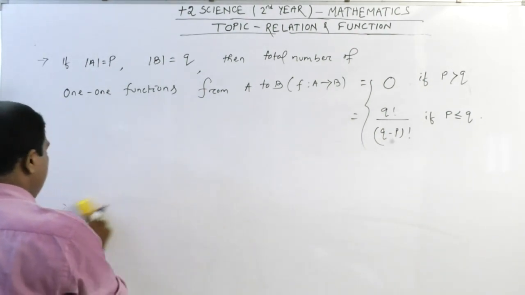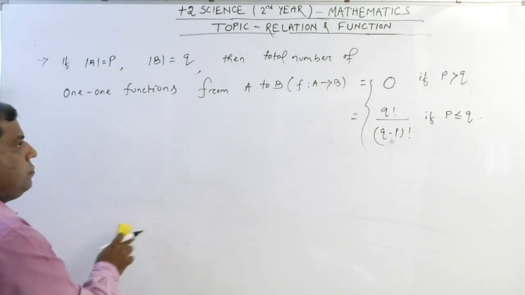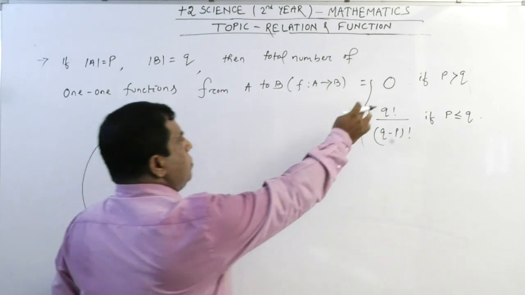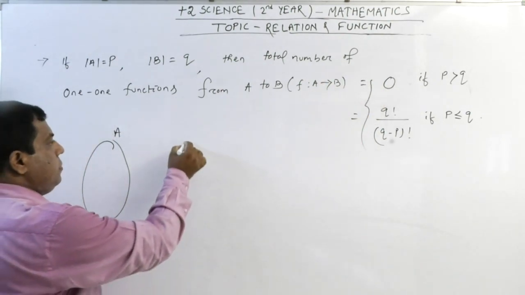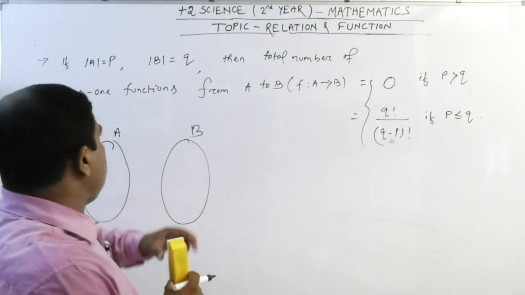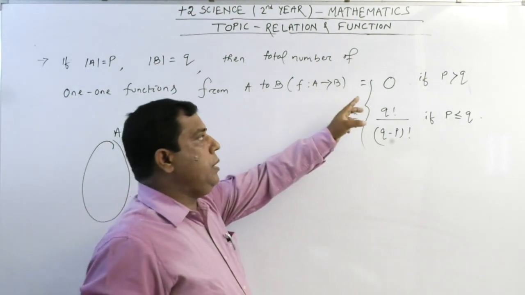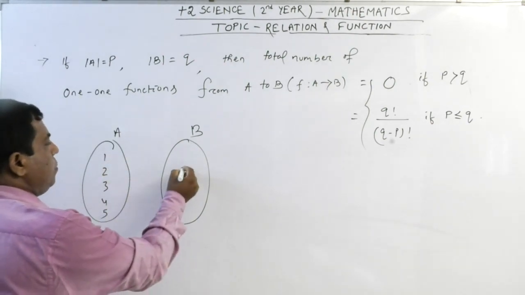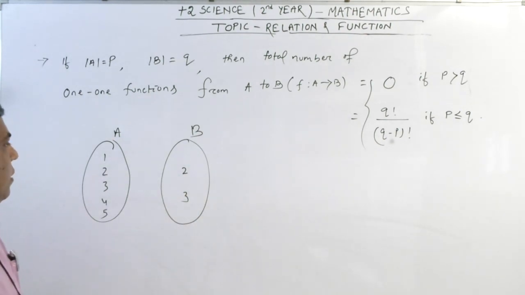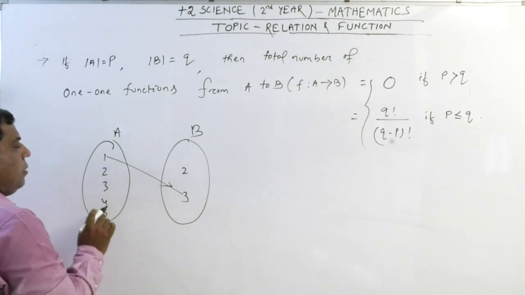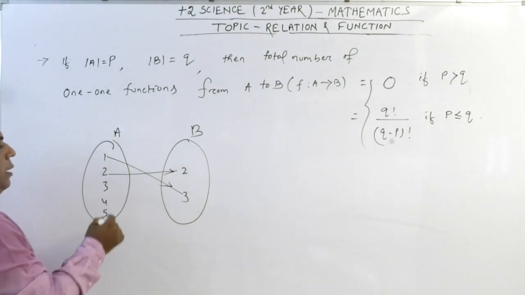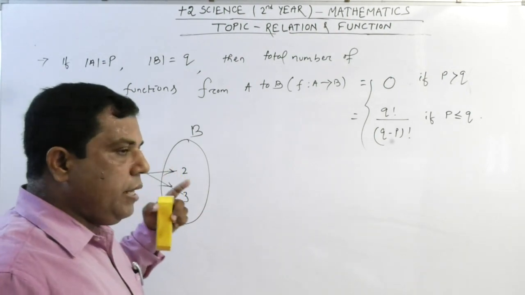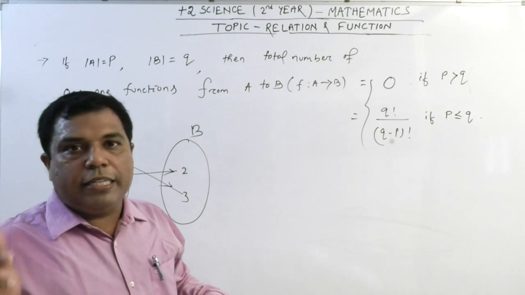Now we will show it through examples. You see through diagram. Suppose I have set A. I am going to show you why it is 0. And suppose it is set B. So the rule says the total number of functions f from A to B is 0 if P is greater than Q. Suppose A has 5 elements and B has 2 elements. Now suppose I connect 1 with 3, then 2 is connected to 2. Now these 3 remaining, if I connect them to some other element of set B, either with 2 or with 3, I can get a function, but it is not one-one.